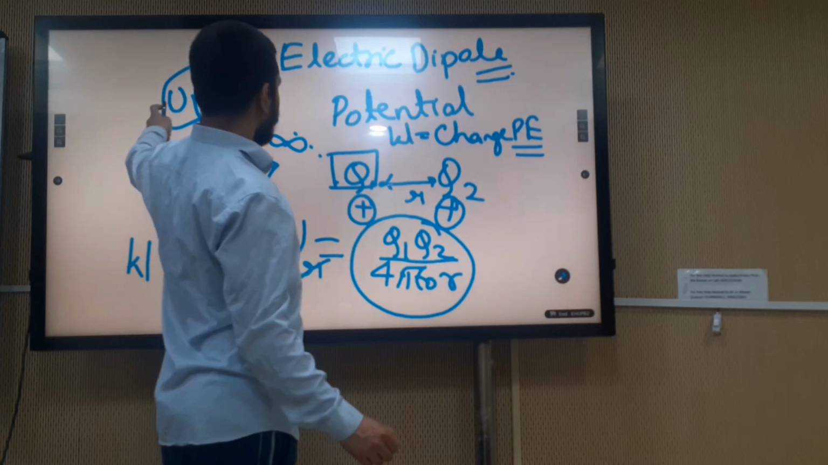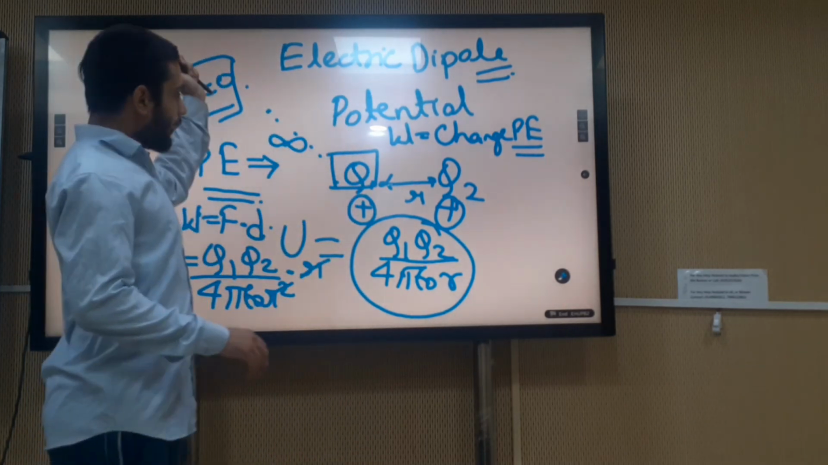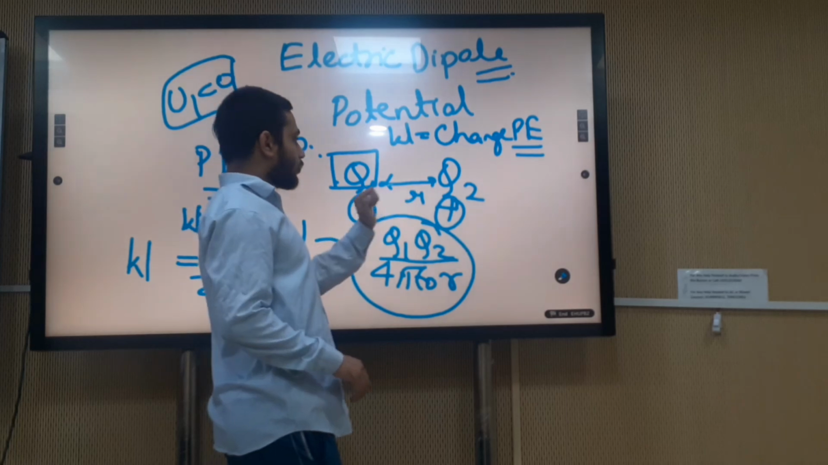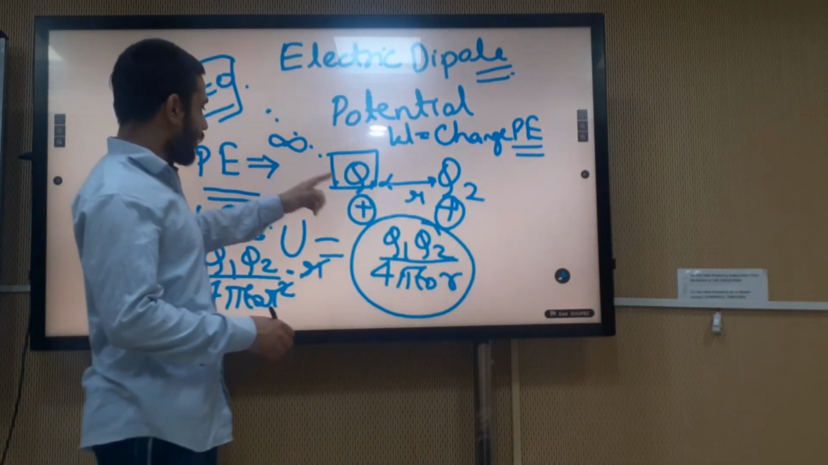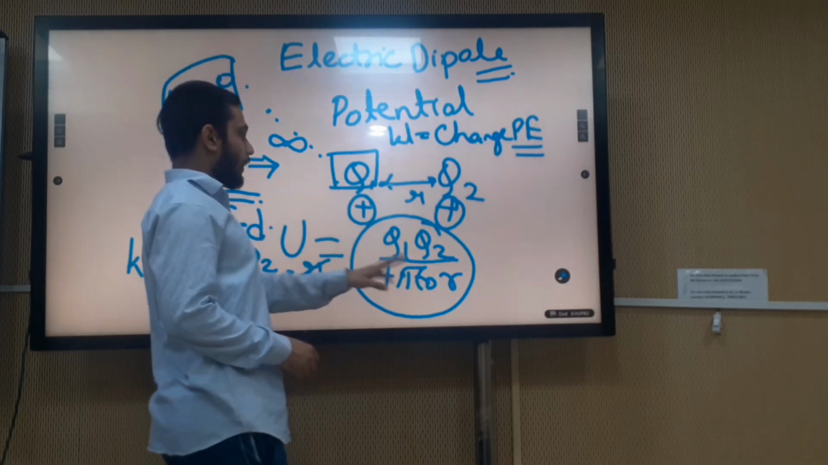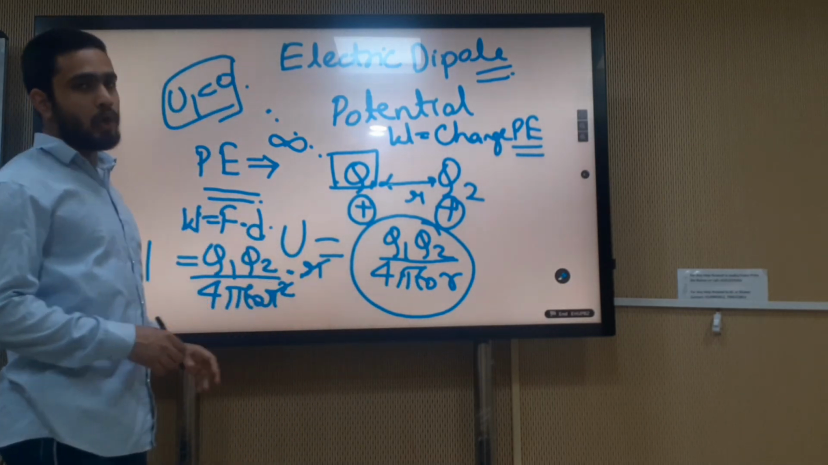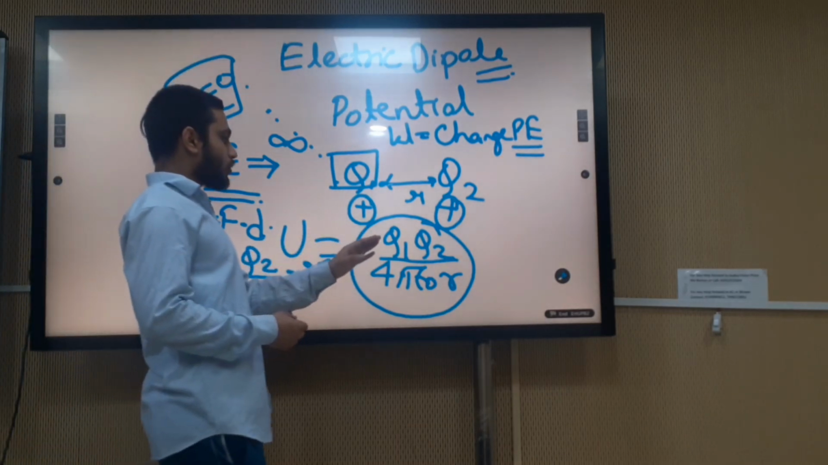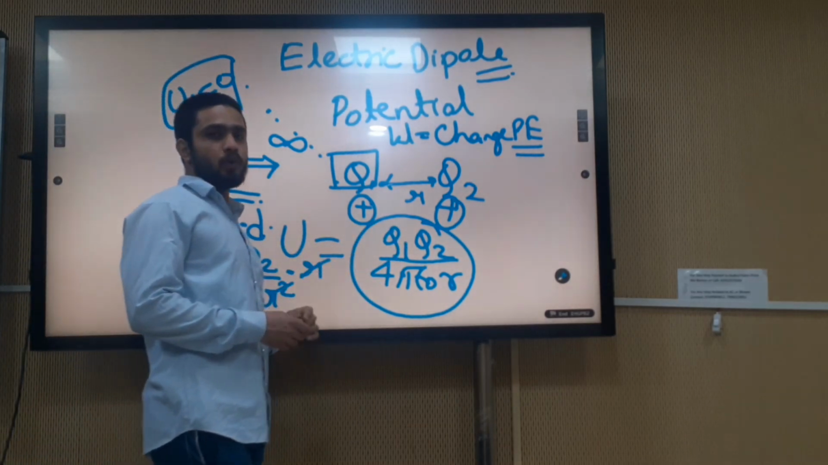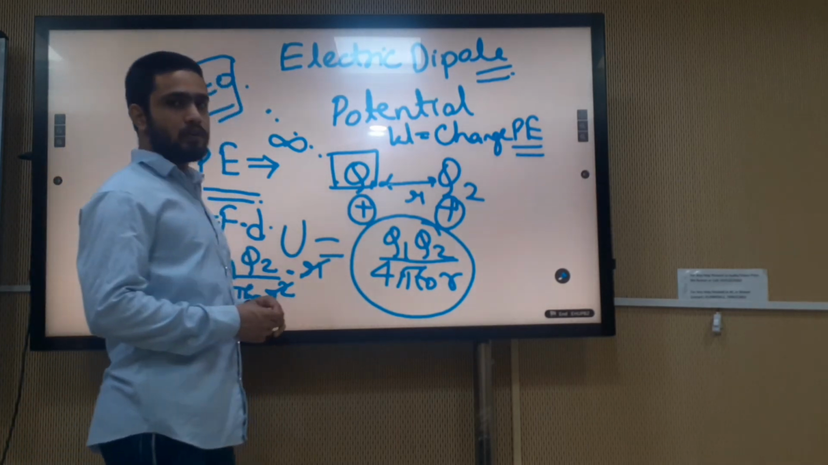Firstly, the particle was at an infinite distance, so the potential energy was 0. But when it came to a distance of r in front of this particle Q2, the potential energy came out to be Q1 Q2 upon 4 pi epsilon naught r. So the work done is equal to Q1 Q2 upon 4 pi epsilon naught r, or the mutual potential energy is equal to Q1 Q2 upon 4 pi epsilon naught r.